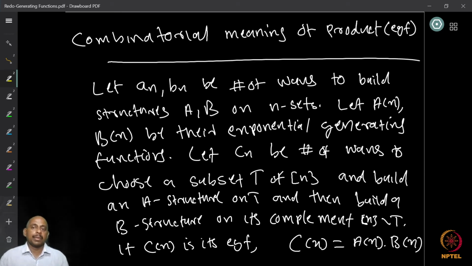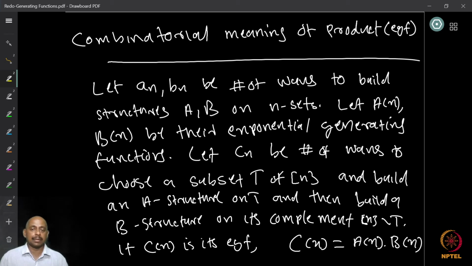So what is the combinatorial meaning of the product of exponential generating functions? We describe the meaning as follows. Let a_n count the number of ways to build type A structures, and b_n the number of ways to build type B structures on an n-element set. Now suppose A(x) and B(x) are the exponential generating functions, and let c_n be the number of ways to choose a subset, let's say T, of the set 1 to n.